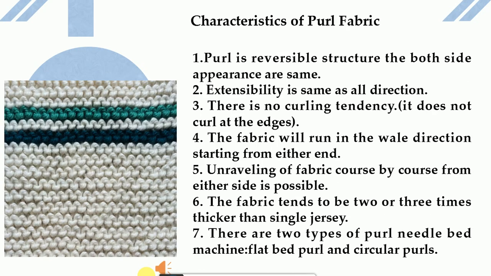1. Purl is a reversible structure. The appearance of both sides is the same. 2. Extensibility is the same in all directions. 3. There is no curling tendency. It does not curl at the edges. 4. The fabric will run in the wale direction starting from either end. 5. Unraveling of the fabric course by course from either side is possible. 6. The fabric tends to be two or three times thicker than single jersey. 7. There are two types of purl needle bed machine: flat bed purl and circular purl.